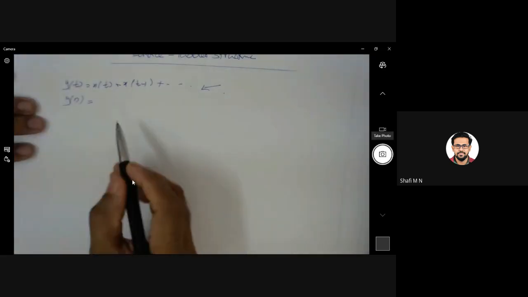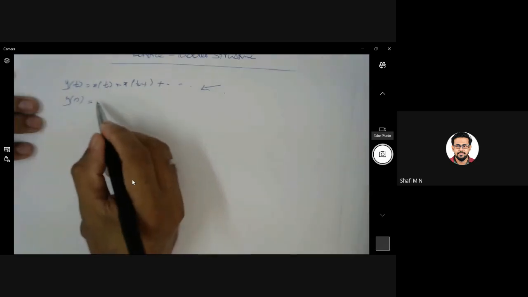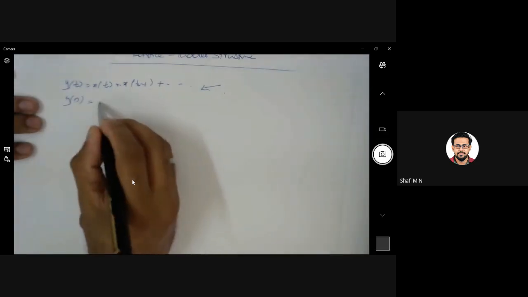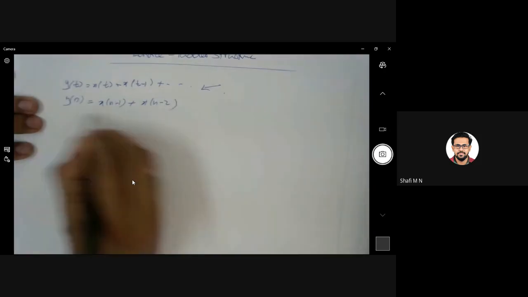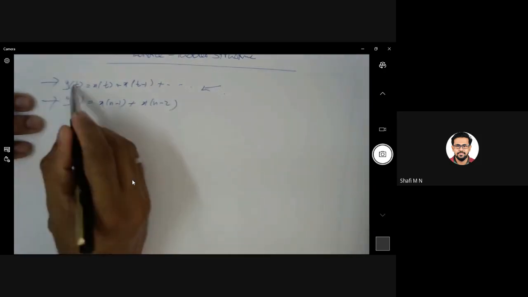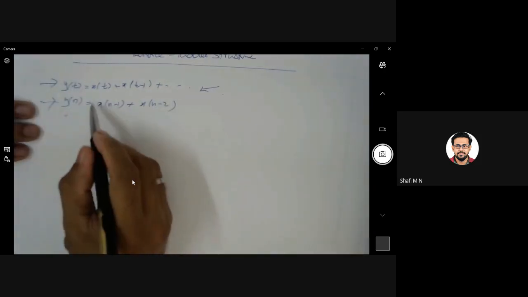So you can represent your digital filter using a difference equation, something like this. So this is the difference between a differential equation and a difference equation. Hope you are comfortable with these things.